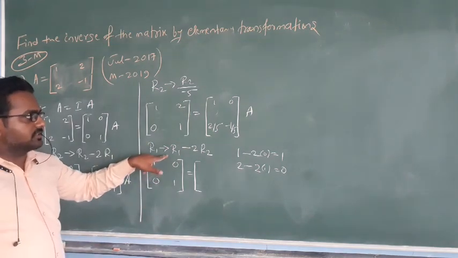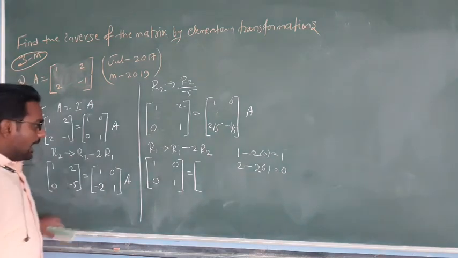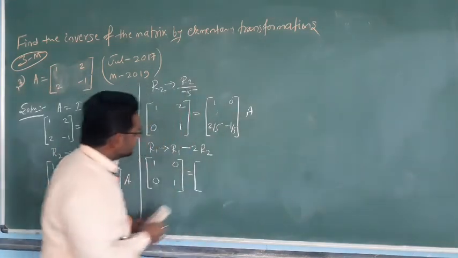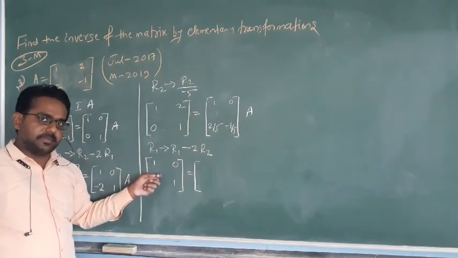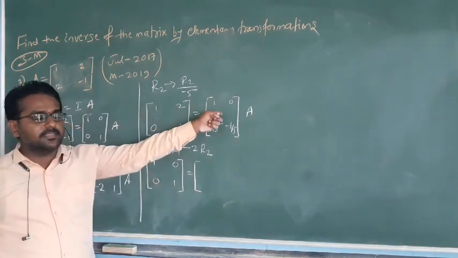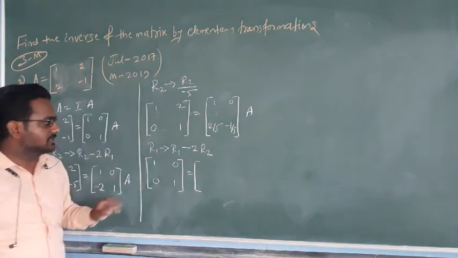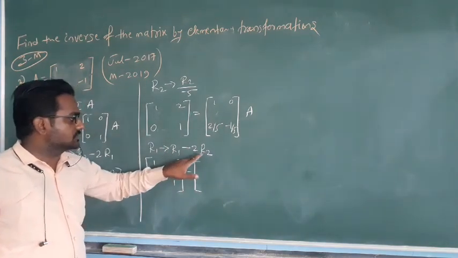Next, the same operation you have to apply on the RHS part of this matrix, since the LHS part matrix has been converted into the identity matrix. So R1 changes to R1 minus 2R2.